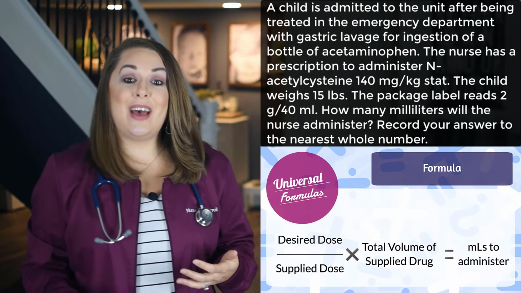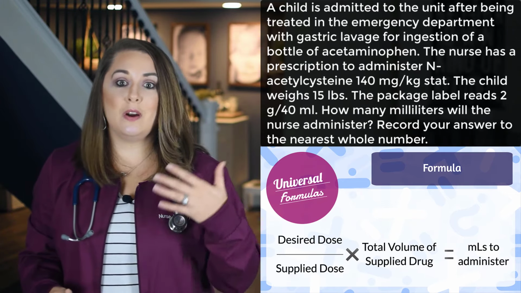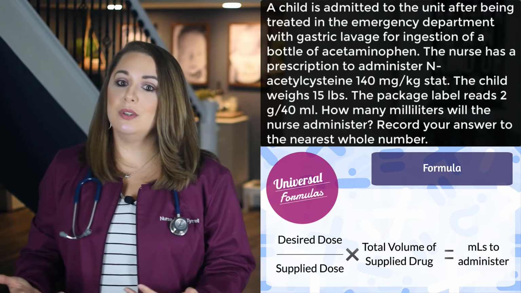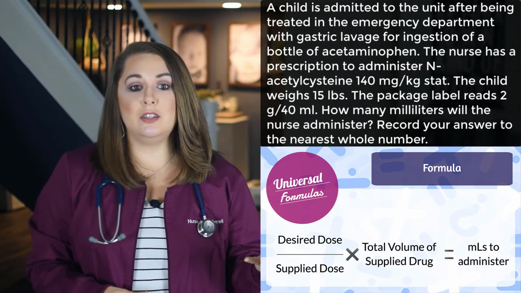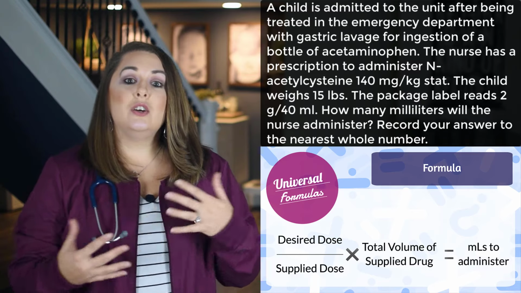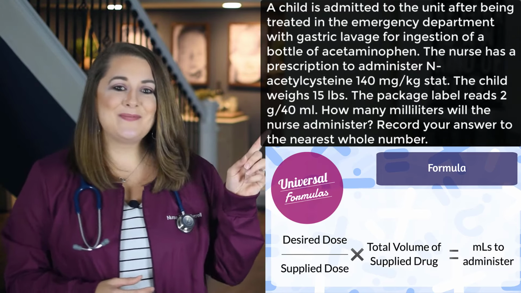All right, so now that we have everything converted and our units are matching, we can plug these numbers into our formula, which for this problem is going to be desired dose divided by the supplied dose times the drug concentration or the total volume of the supplied drug. So now we can set up our problem, which will look something like this.